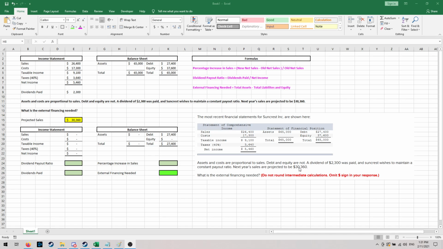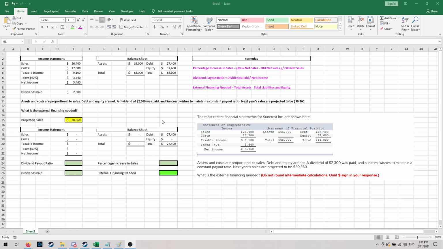$30,360. So we do get some information in the question. We get the projected sales for next year, and this is an estimate. And we're told that $2,300 in dividends were paid in the year that we know about, and that debt and equity are not connected to this increase in sales. So even though we sold more than we sold last year, we're not taking out any new loans. Our debt is going to remain the same.